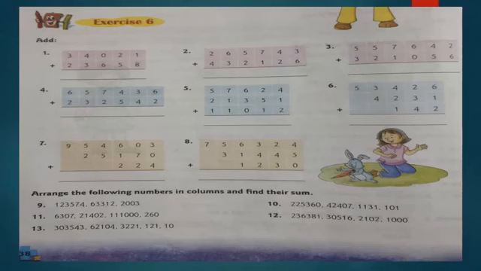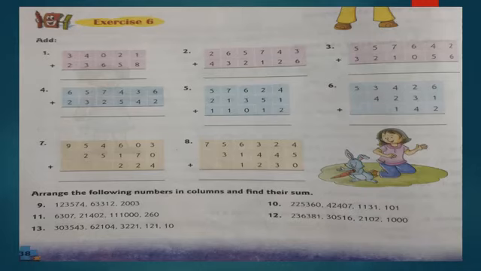Okay, now come to exercise 6, that is add. So children, here questions 1 to 8 are already arranged in columns. You just add accordingly as we have done in the example. Okay, start from right to left.